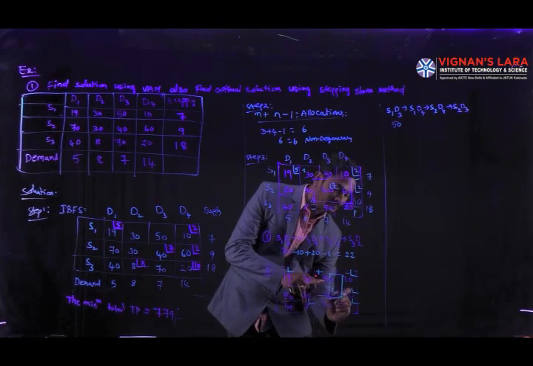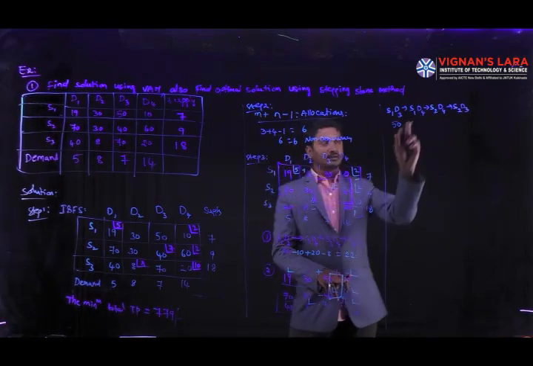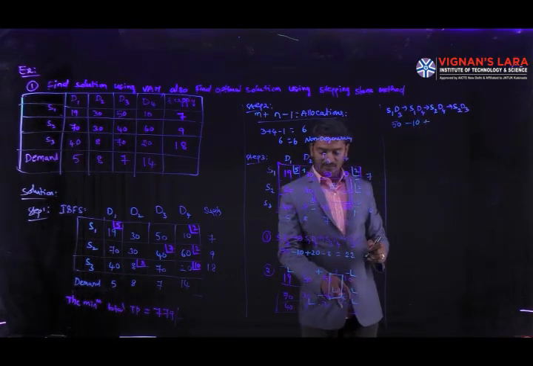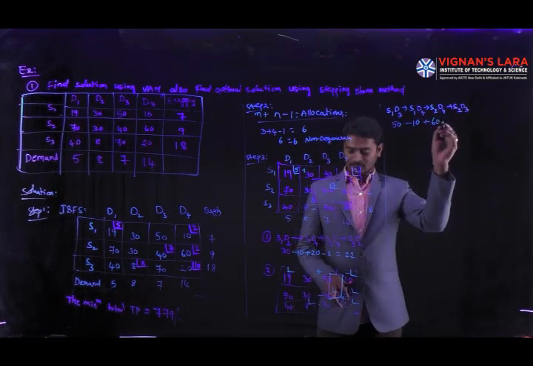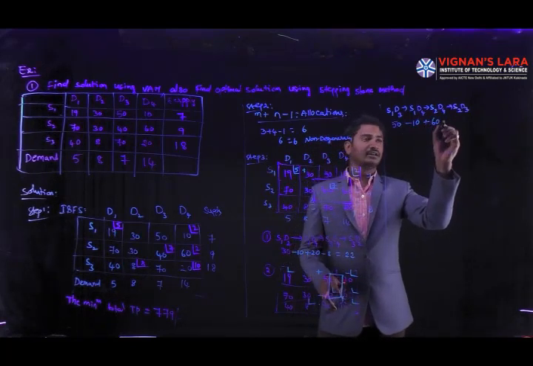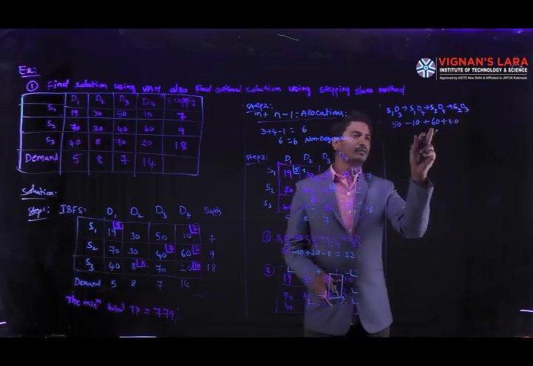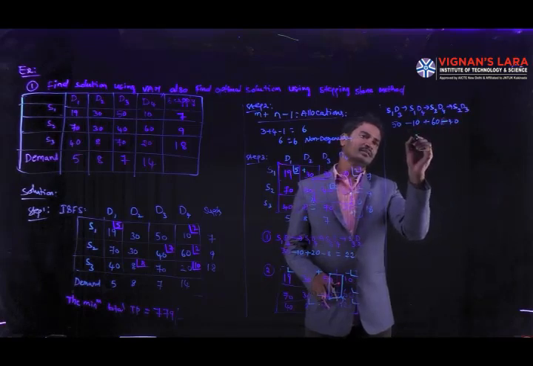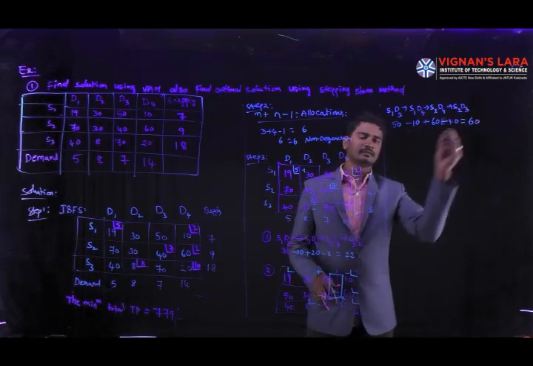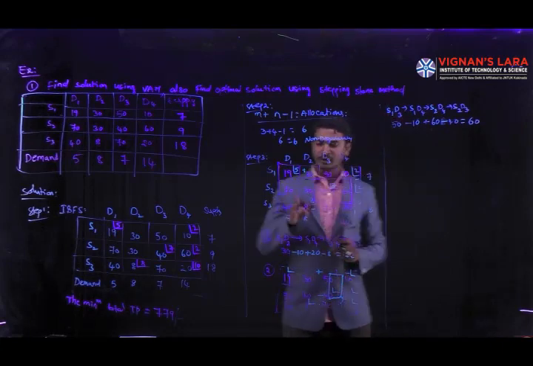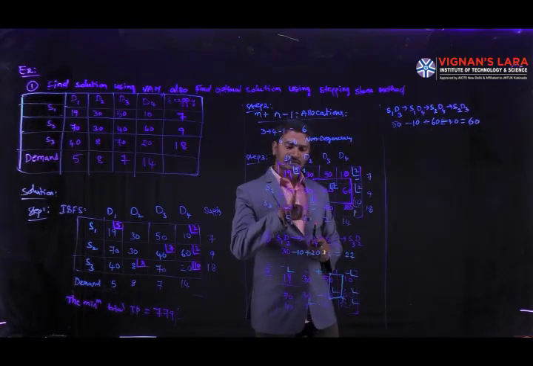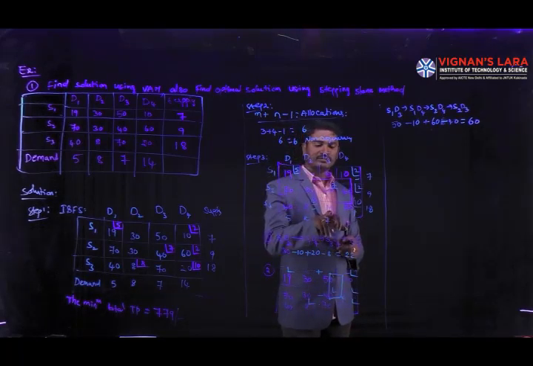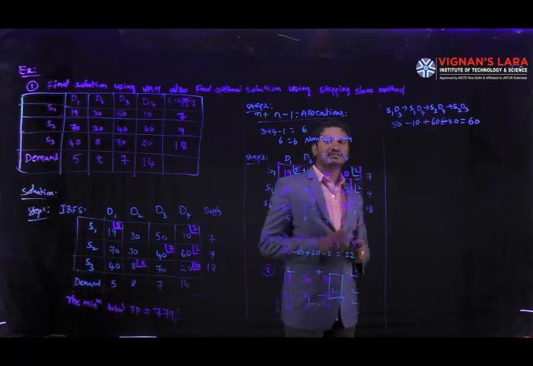Okay, and S1 D4 10 is there, and S2 D4 60, S2 D3 40 units are there. From this we obtained negative 50, it means we get 60 from loop 2. Next, now we are going to draw the loops for this. Here in total we have 1, 2, 3, 4, 5, 6 unallocated cells, so we are going to get 6 loops.